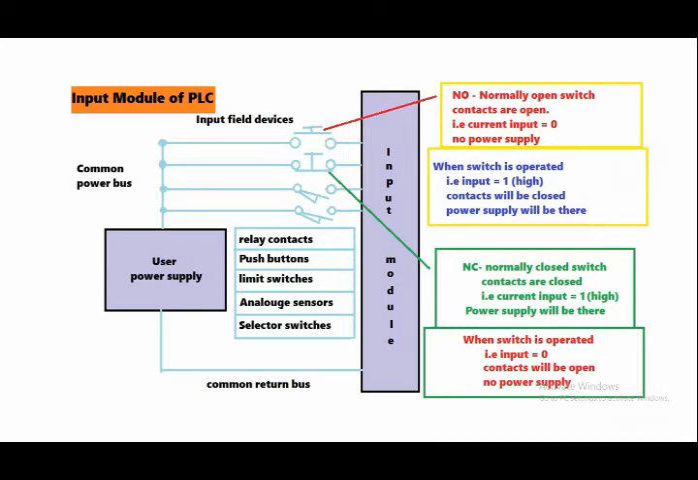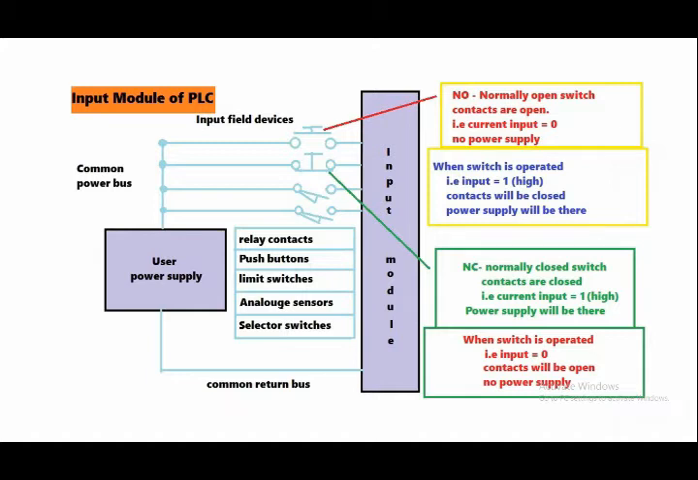Input module of PLC. As shown in the figure, the input module takes relays, contacts, push buttons, limit switches, analog sensors, and selector switches. First we have studied the normally open switches, and second the normally closed switches. In normally open switches, the contacts are open, that is the current input is equal to 0, which means no power supply.